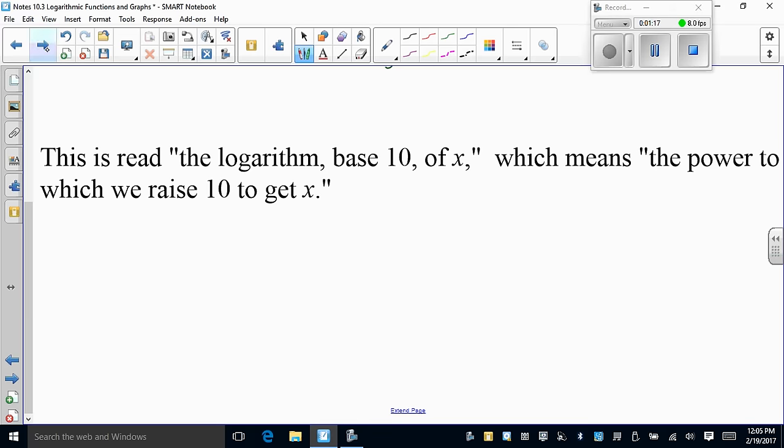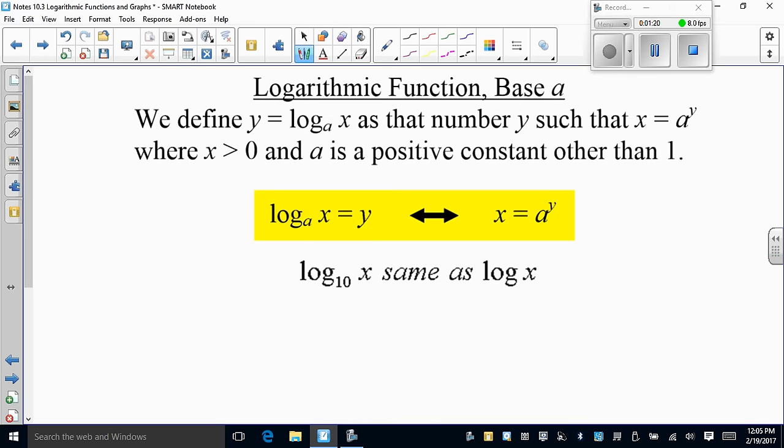So from this one here, logarithmic function base a, we define y equals log base a of x as the number y such that x equals a to the y, where x is greater than 0 and a is a positive constant other than 1. So log base a of x equals y is the same as x equals a to the y. Now this is an important idea. Base 10 is the same as this one. These are considered common logs. So again, our calculator is base 10. Most of what we do is base 10.